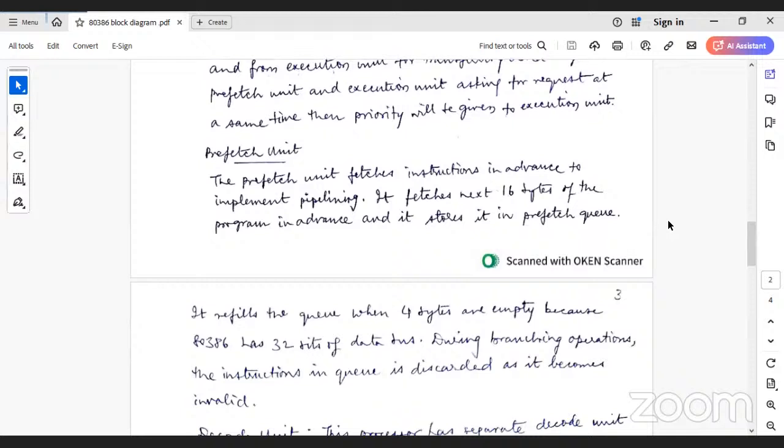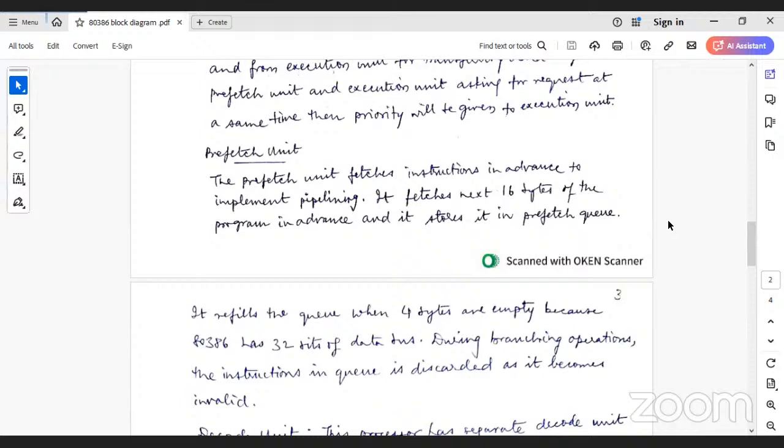Naturally, if the prefetch queue is there, the saving will be done in the prefetch queue only. And as that prefetch queue gets empty, once 4 bytes come out of the prefetch queue, it will again reload with 4 bytes in advance and keep them, because the 386 has a 32-bit data bus.